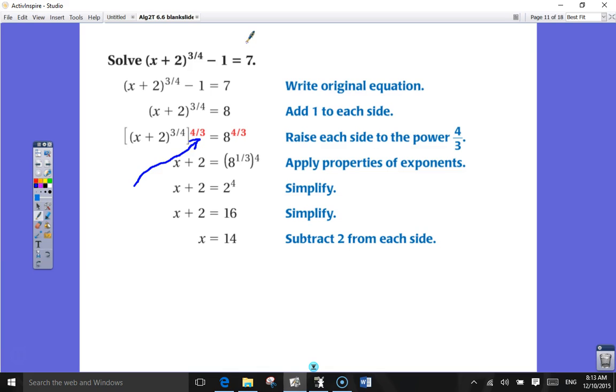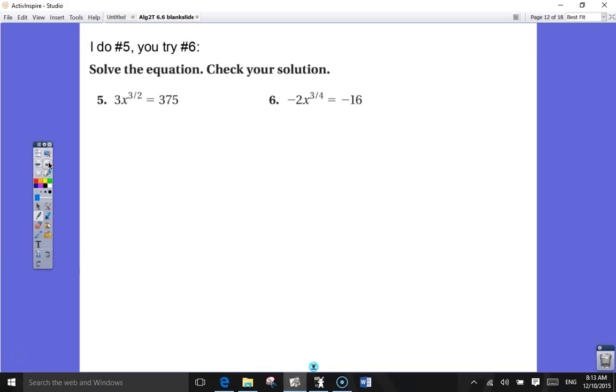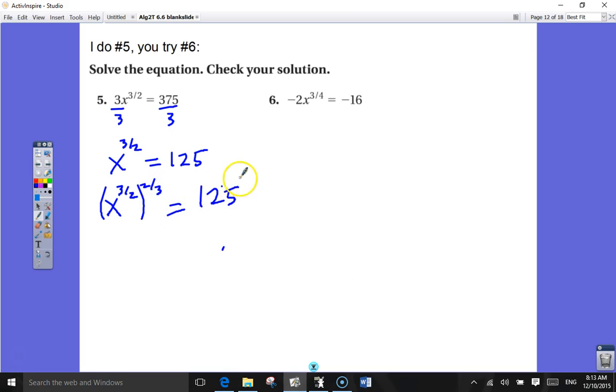So the first problems that we did, it was radical. The second, it was a rational exponent. So I'm going to do the number 5, and then you could try the number 6. The first step, I'm going to divide by 3, because I've got to isolate. I've got x to the 3/2 equals 125. Now I raise both sides to which power? It's x to the 3/2 raised to what power? 2/3. And that's 125 to the 2/3.